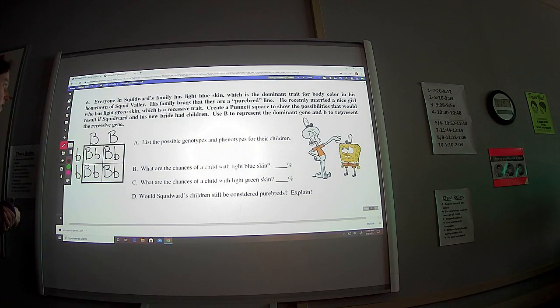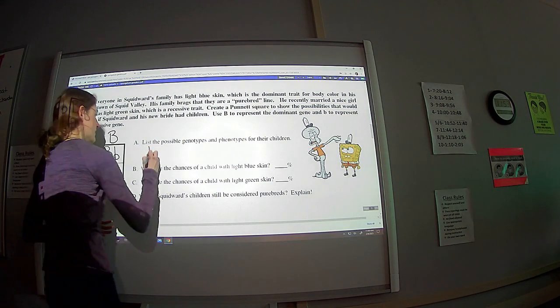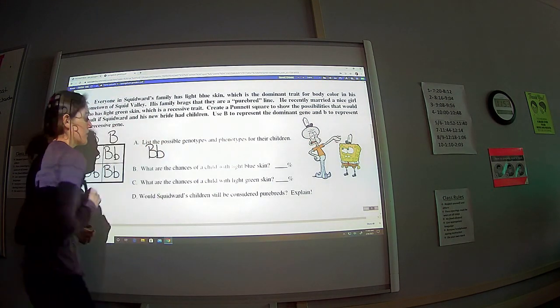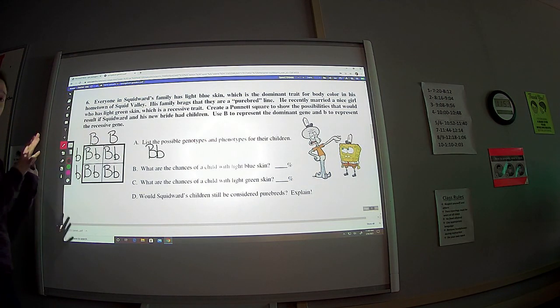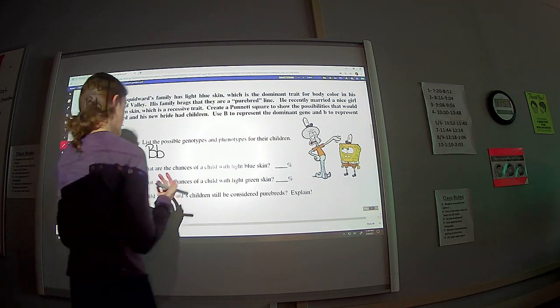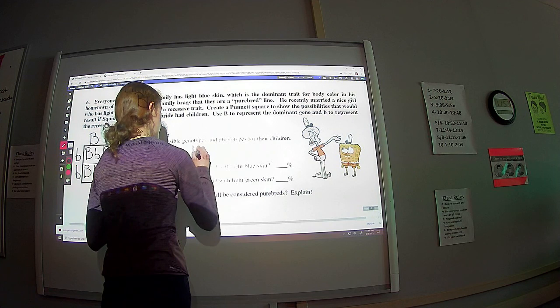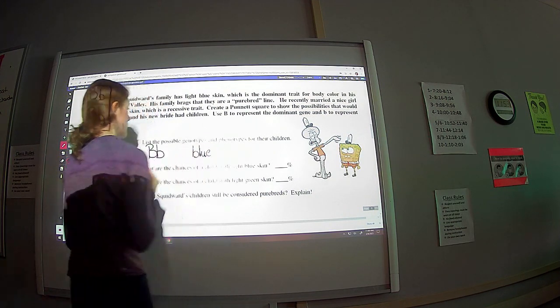List the possible genotypes and phenotypes for their kids. There's only one. All of their kids are going to be heterozygous because both of them are pure for their trait. And it's going to go towards the dominant side of things, so they're going to be blue kids.